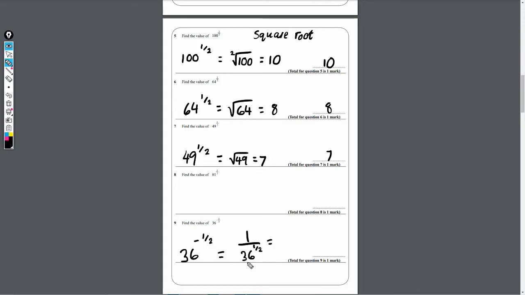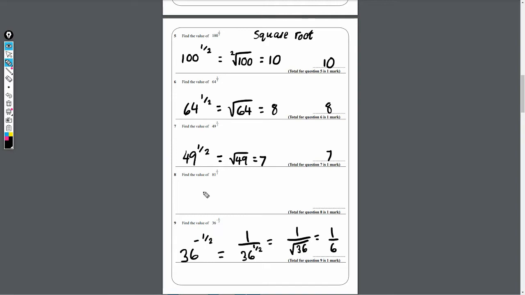Here now, you do the same that we did before. So 36 to the half, well that's just the same as 1 over the square root of 36. And what is the square root of 36? Well that just simply gives us 6, right? So 1 over the square root of 36 is just 1 over 6.